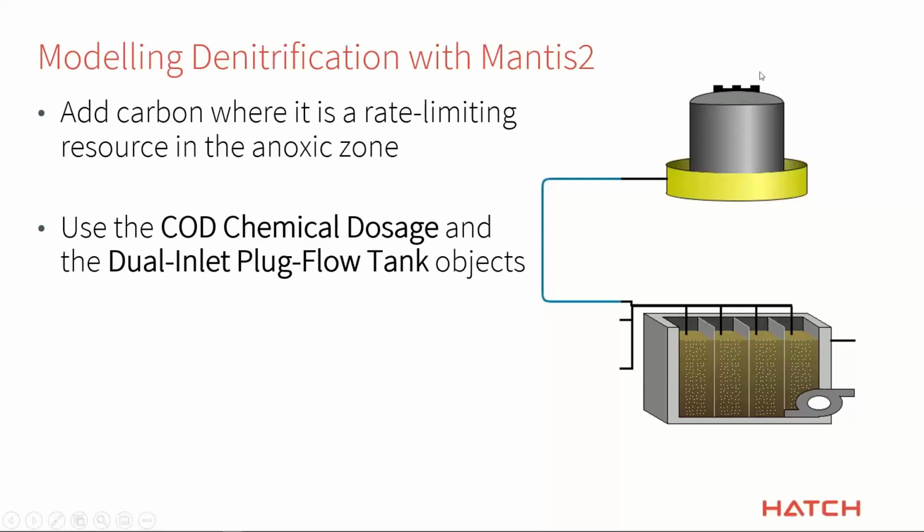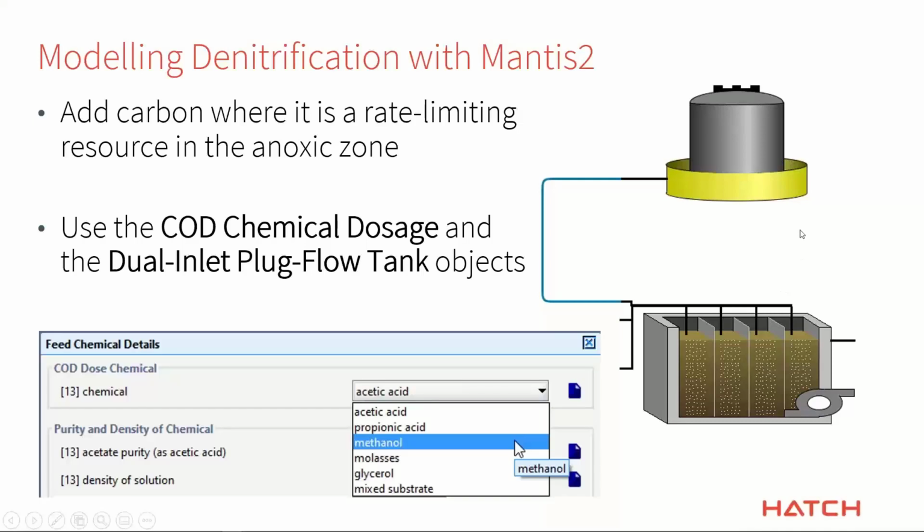What I recommend is, if you're going to do this, use the dual inlet plug flow tank object. That's the one that has two inlets here, plus a third one for the recycle that comes back in here from the clarifier. It's our dual inlet one because this top connection point is the one that's designed specifically to accept the flow of your methanol or what have you.